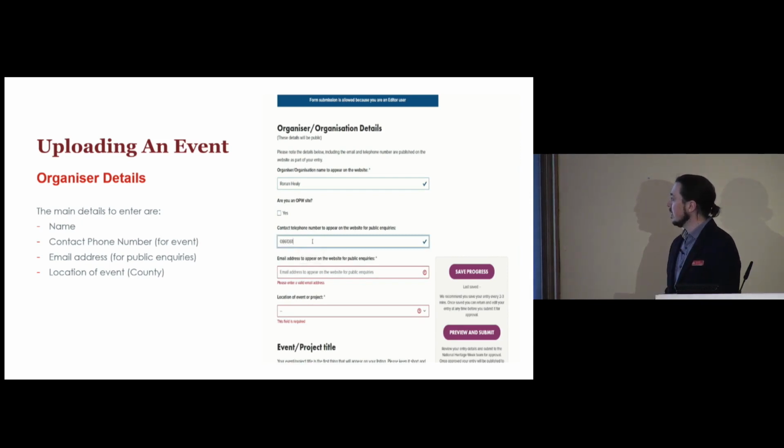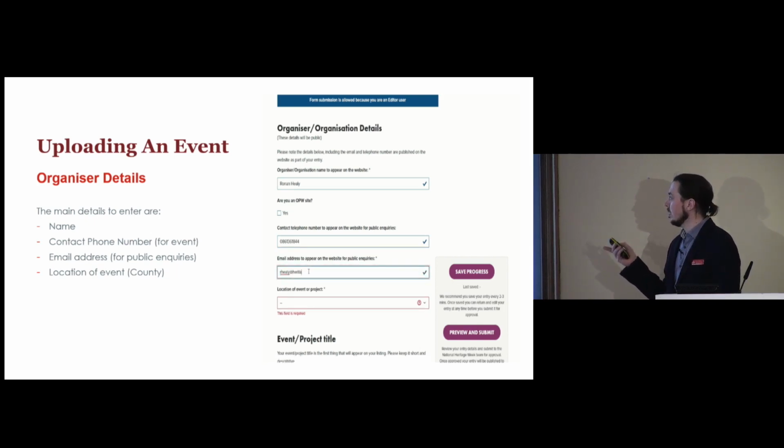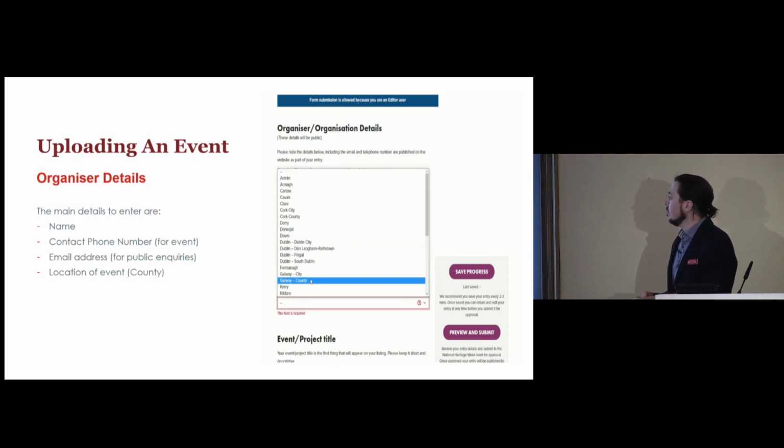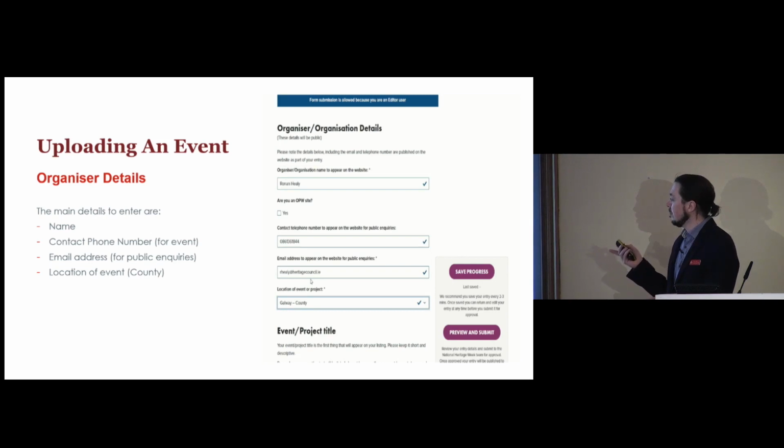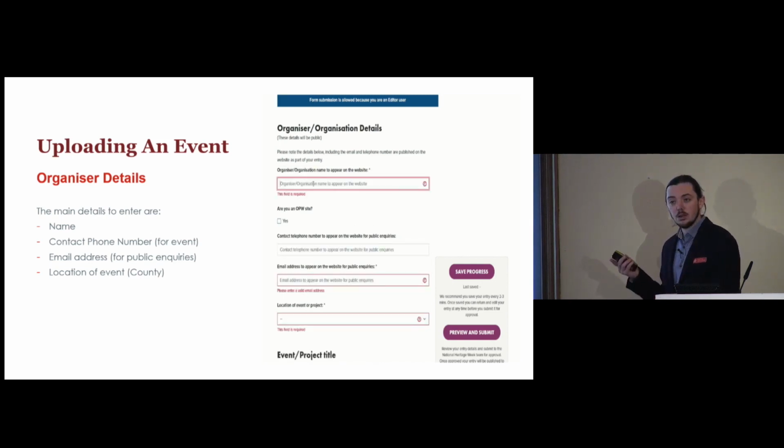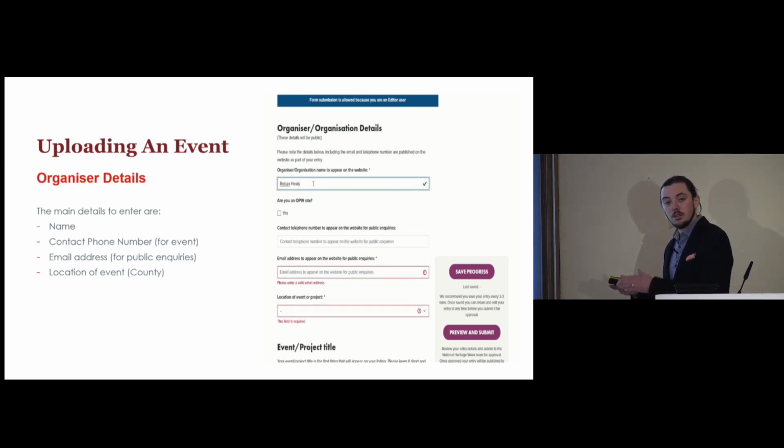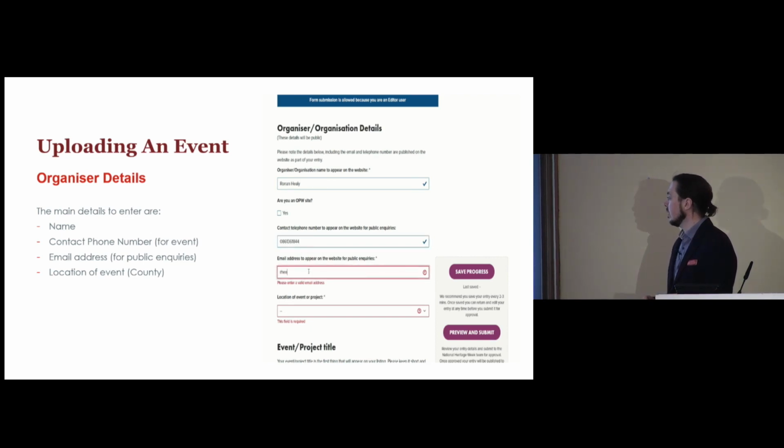You need to put in the details of yourself. These are the details that will appear on the website as public information. So you can put in your name as the chief organiser, or you can put in the name of the community group. You'll be asked to put in an email address. This is for public inquiries, so it'll be separate from your private email address. You might have put in one in the section before, but this is so the public can reach out to you and contact you about your event. Then you're asked to submit your location as well, so the county.